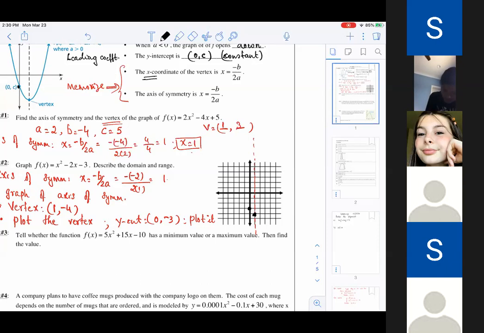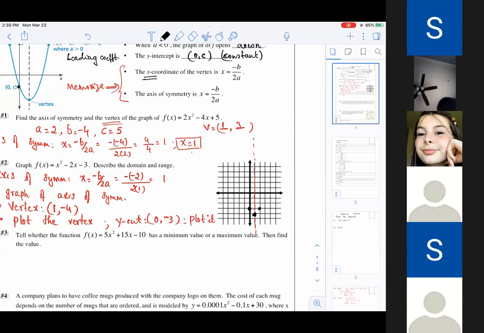So if this red line is the axis of symmetry, then there should be a point on the opposite side of the axis of symmetry, right? Because that's what it means. This should be reflected. So you just look at the distance from this point to that point and move exactly the opposite direction. 2 comma negative 3, that's your third point. Got it?